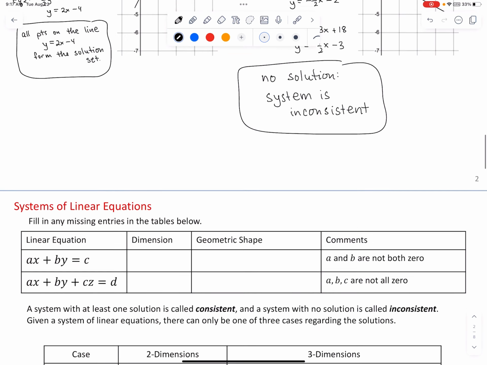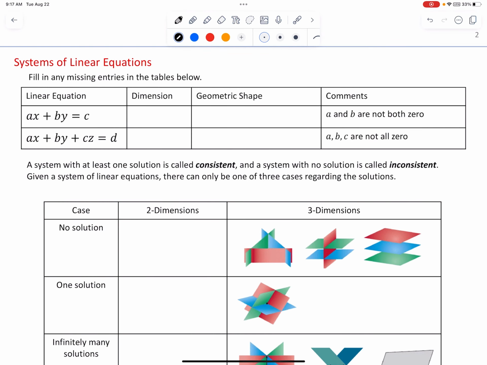Okay, let's go to the next page. Fill in any missing entries in the tables below. So we're going to work in 2 dimensions, and then we're going to expand up to 3 dimensions.